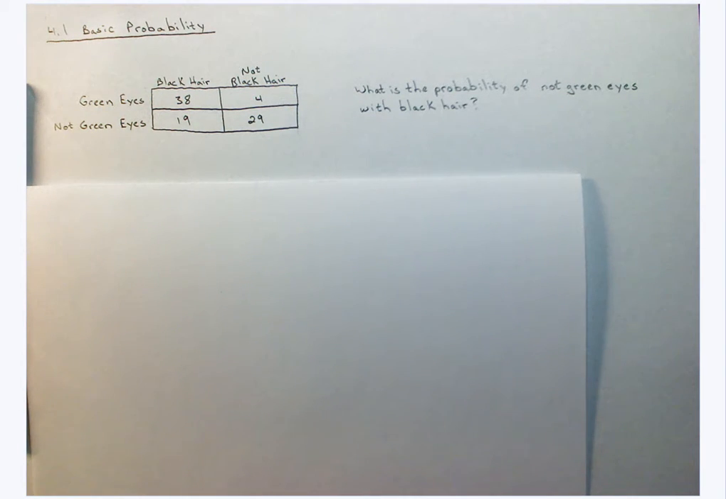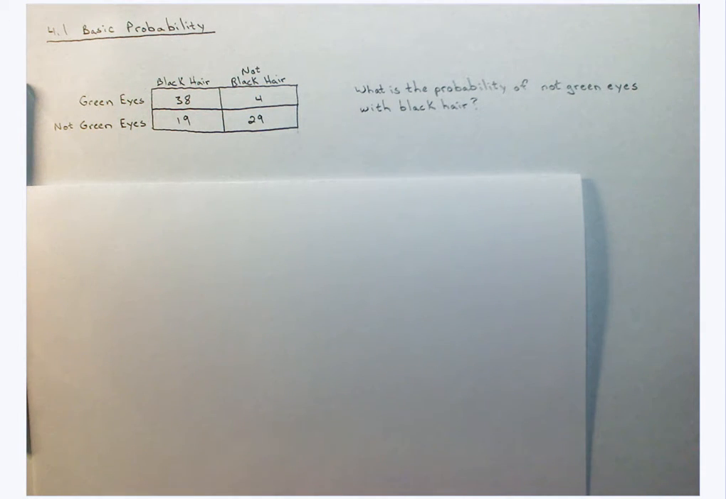Hey everybody, this will be the last problem that I show from 4.1, and again we're dealing with basic probability. So you're given a table, and for instance they've looked at the correlation between green eyes or not having green eyes, which is the complement of green eyes, and then they looked at having, let's say, black hair with the complement, not having black hair.